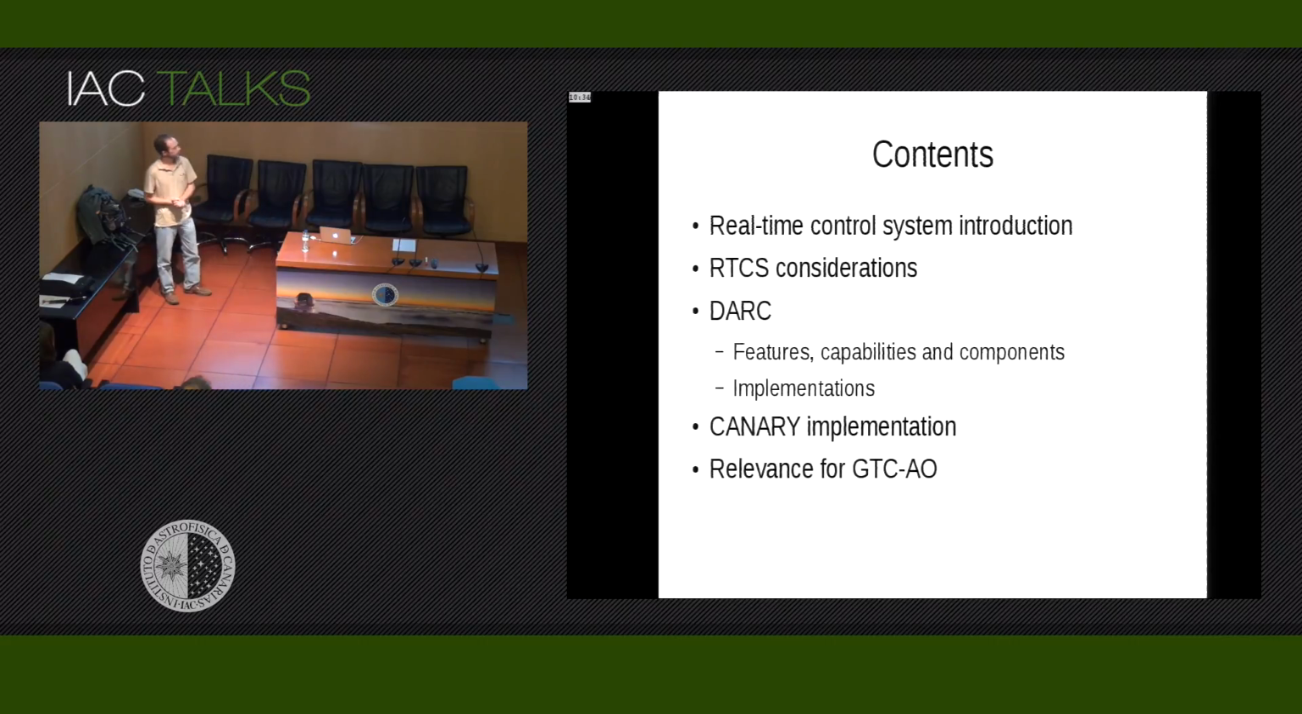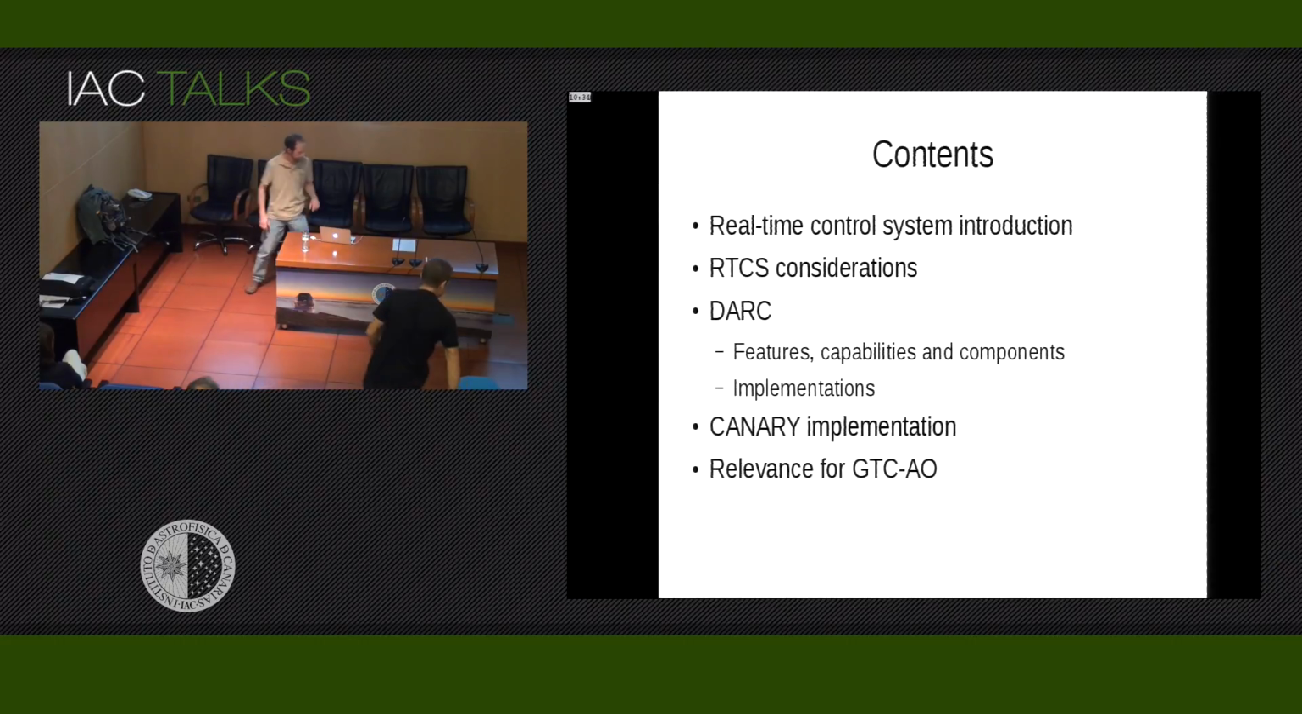So I'm going to talk a little bit about real-time control systems and what they are, what sort of considerations you need to give if you're designing one of these. Then I'll introduce DARC, which is our system. Talk a bit about it. Talk about how it's implemented on CANARY, which is an AO system that sometimes goes on the WHT, just over the water, and the relevance of this for the AO system for Gran Canaria.